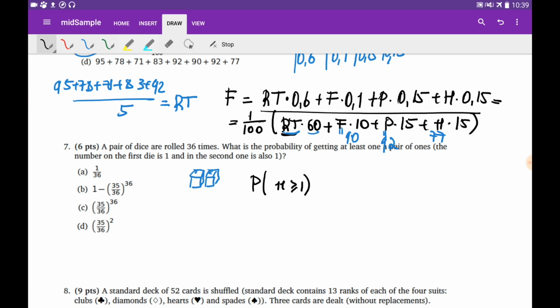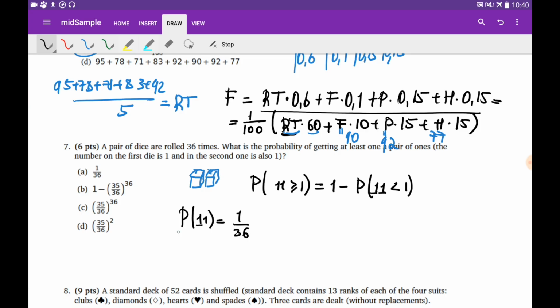It means greater than or equal to 1. So this is going to be equal to 1 minus the probability that this kind of pair never appears, right? So if you roll the dice once, what is the probability that you will not get this pair? The probability that you will get this pair, 1 and 1, when you roll dice once, is going to be 1 over 36, right?